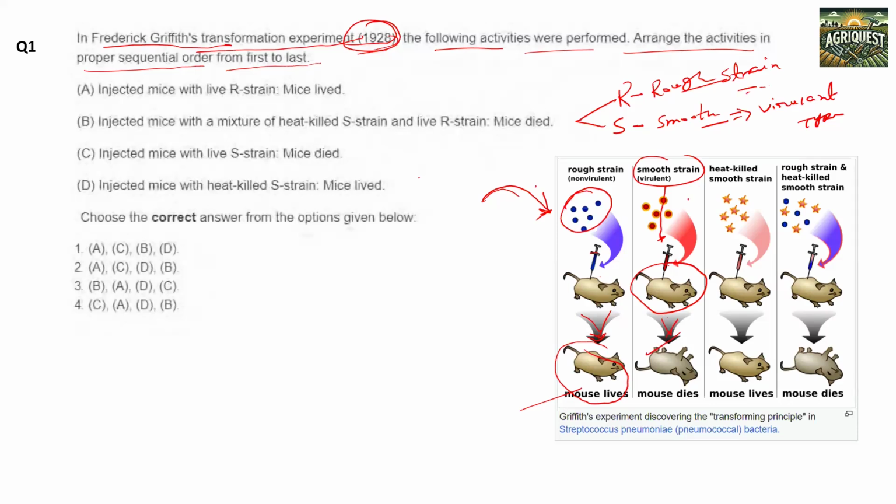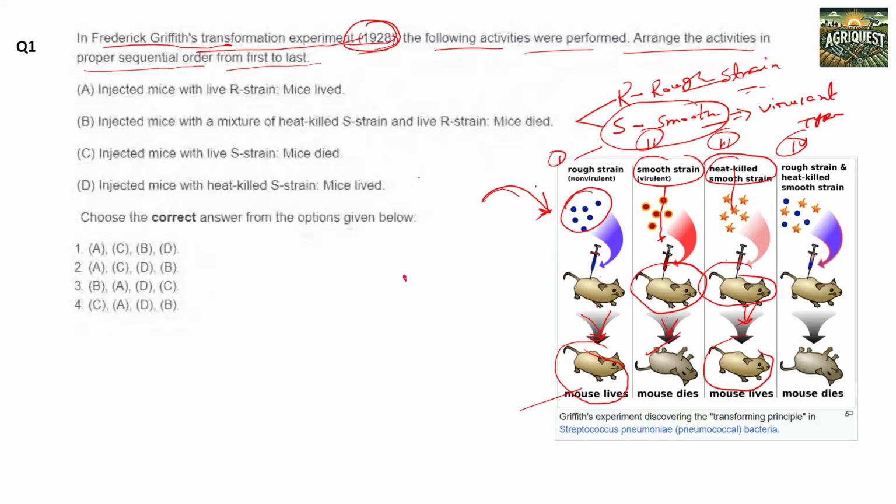This is the first condition, and this is the second condition. In the third condition, he first killed all the smooth strain and introduced it into the mouse body, but all the mice were alive. But on the fourth condition, what happened?